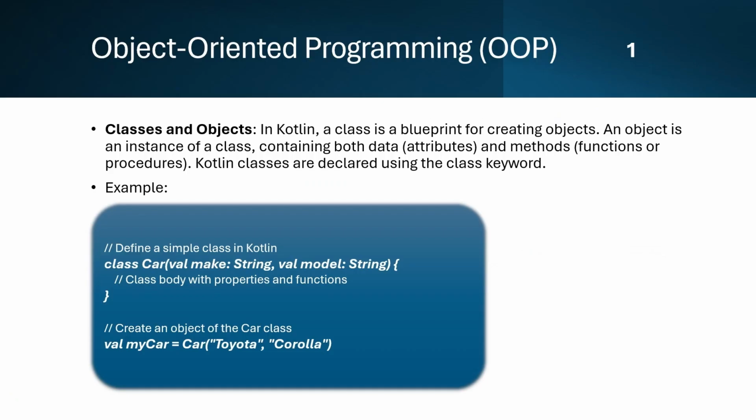First thing is classes and objects. In Kotlin, a class is a blueprint for creating objects. An object is basically an instance of a class containing both the data, that are attributes, and methods, for example, functions or procedures. Also, in Kotlin, classes are declared using the class keyword. So here's an example of a simple class. We have a class called car with its variables, and we have a creation of an object of the class.